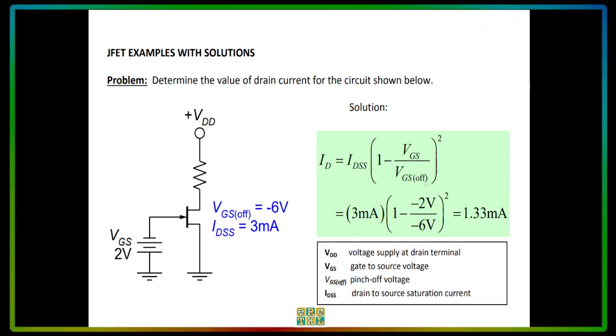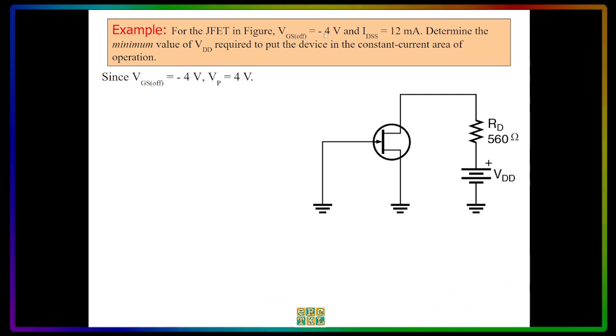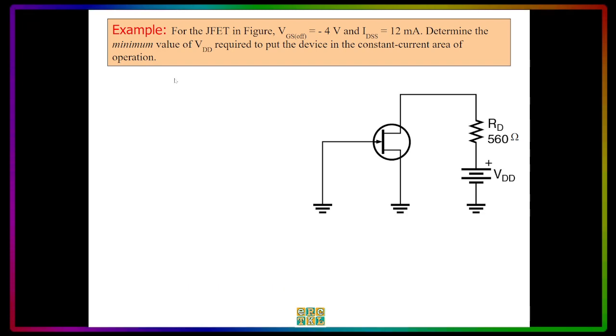Again, if a question is given to you like determine the value of drain current for this kind of circuit, this is the formula. Now for the second problem, we have a JFET here which has a VGS off of -4 volts and IDSS equal to 12 milliamperes. These are given, VGS off and IDSS. Now we are supposed to determine the minimum value of VDD needed to put the device in the constant current area of operation. So let's see the calculation.